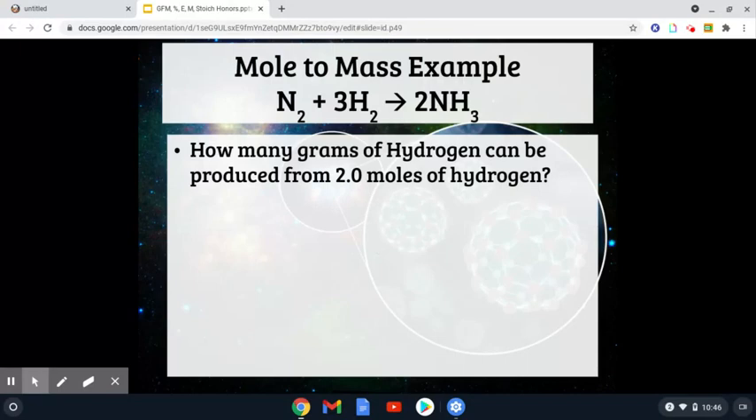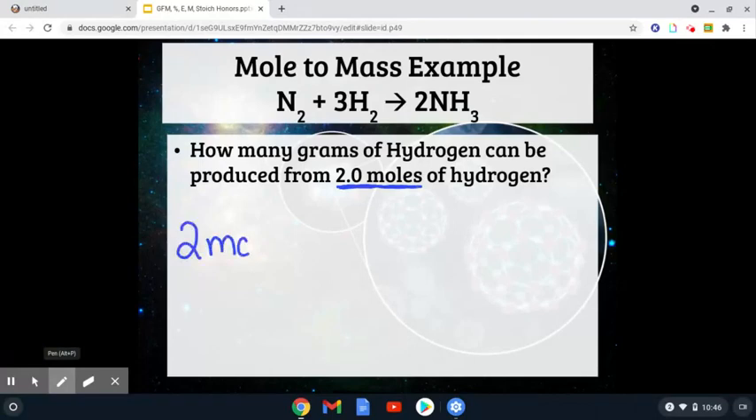You're going to be given a chemical reaction. Most times you're going to have to balance it, but in these practice problems, I already balanced them for you. And the question will read something like this. How many grams of hydrogen can be produced from 2 moles of hydrogen? So you're going to want to set up your conversion factor. The first thing you're going to write down is the value in the units that are given to you in the problem. So here we're given 2 moles of hydrogen. So that's what I'm going to write down.